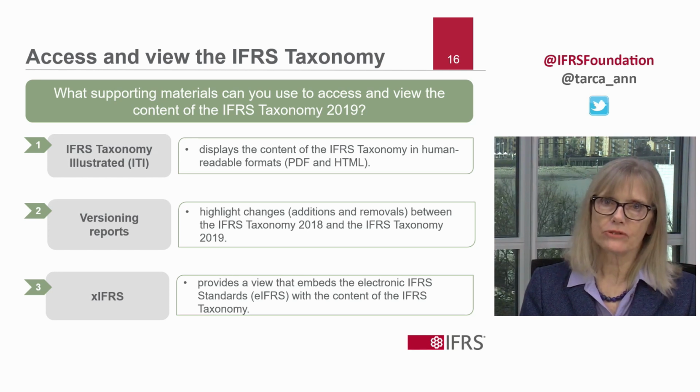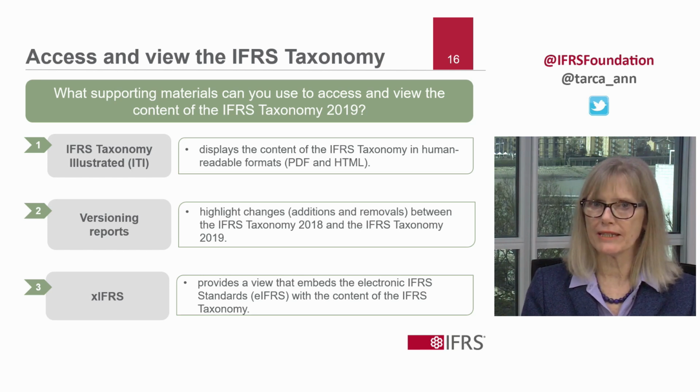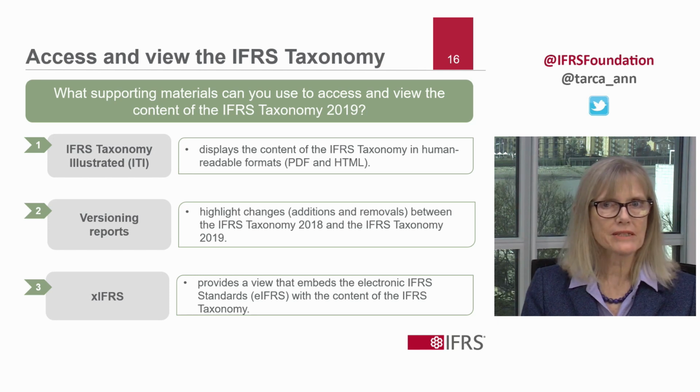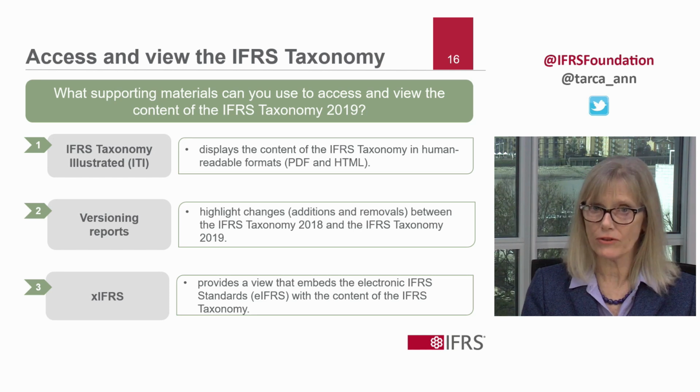The second resource is the versioning report. This resource is useful for those who want to understand the changes between the 2018 and 2019 IFRS taxonomies. This report shows those changes in a similar way to how changes are tracked in Microsoft Word. New elements are added to the IFRS taxonomy and underlined and highlighted in green. Similarly, elements that have been deleted are struck through and highlighted in red.